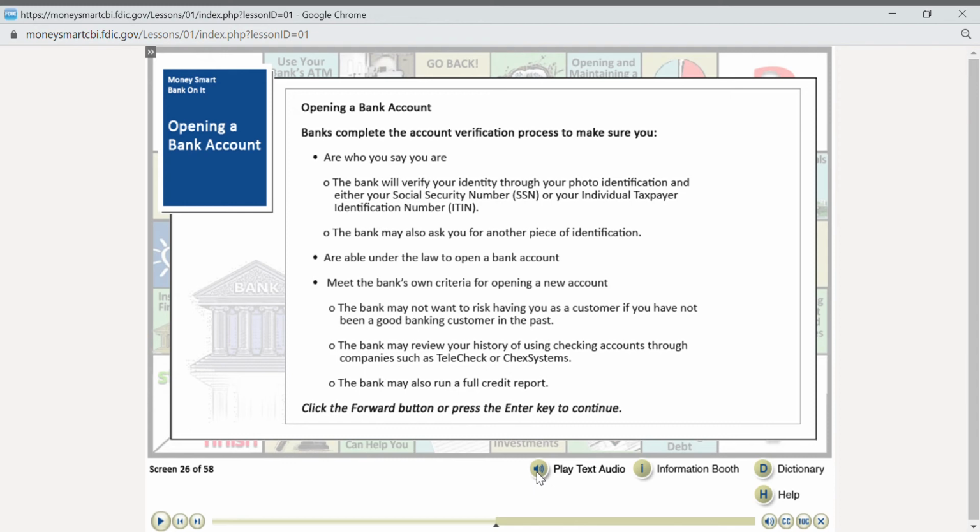You must be able under the law to open a bank account and meet the bank's own criteria for opening a new account. The bank may not want to risk having you as a customer if you have not been a good banking customer in the past. The bank may review your history of using checking accounts through companies such as Telecheck or Check Systems. The bank may also run a full credit report.